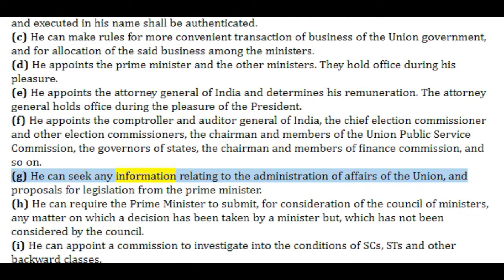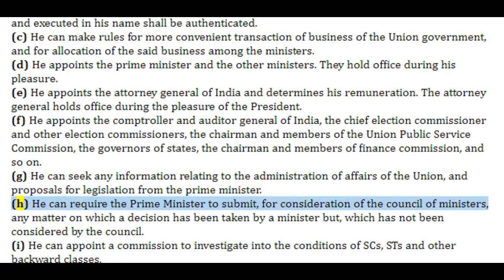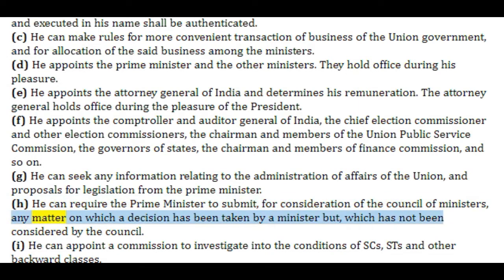g. He can seek any information relating to the administration of affairs of the Union and proposals for legislation from the Prime Minister. h. He can require the Prime Minister to submit, for consideration of the Council of Ministers, any matter on which a decision has been taken by a minister but which has not been considered by the Council.